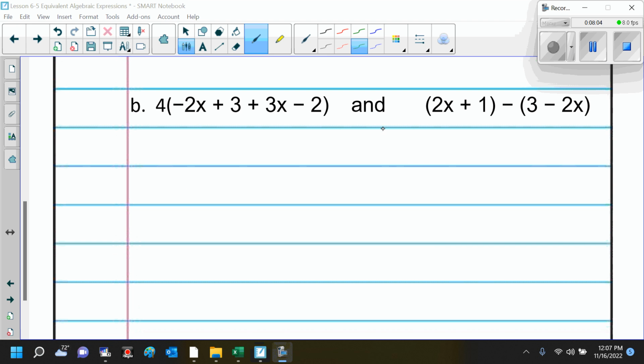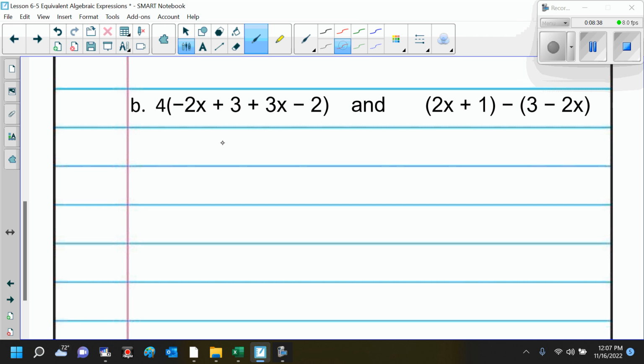So the first thing we need to do here, we've got 4 times the quantity negative 2x plus 3x plus 3 minus 2, and we've got the quantity 2x plus 1 minus the quantity 3 minus 2x. Now, normally when you see parentheses, you would say, oh, we need to do the distributive property, right? But do you notice anything inside those parentheses? There's a lot of numbers. We can do some combining of like terms.